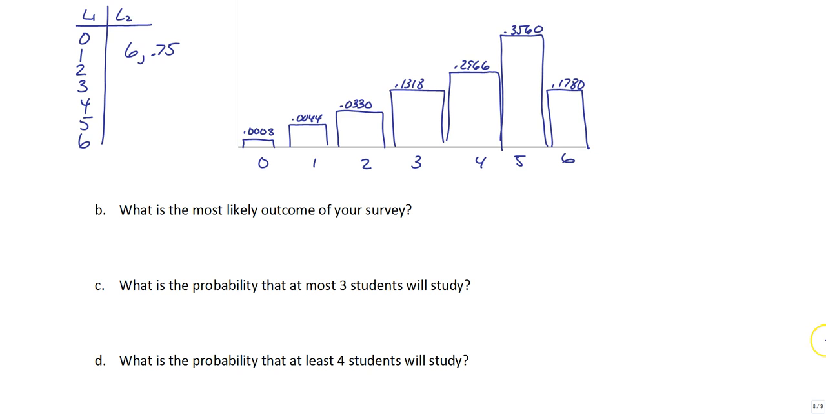And what we're going to do is just interpret those results. So what's the most likely outcome? So if we were to walk up to 6 random students and say, are you going to study for your finals? The most likely outcome is 5. 5 students study.